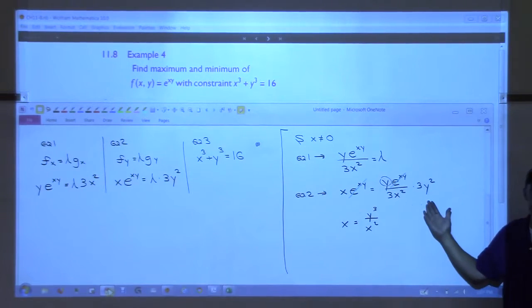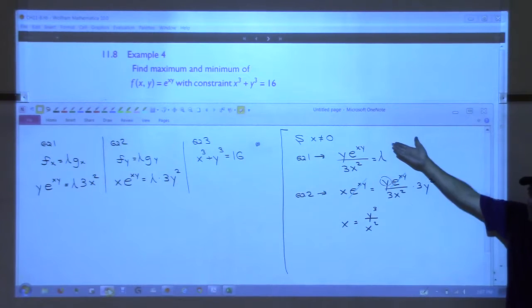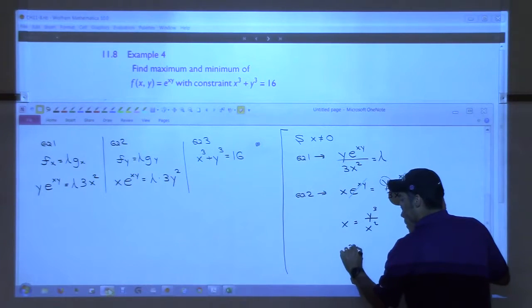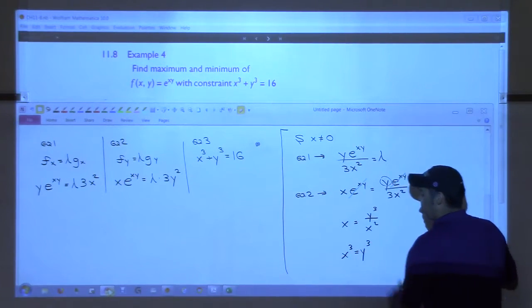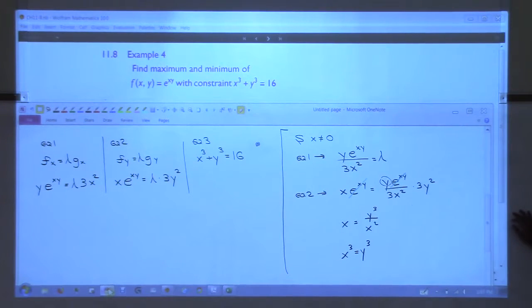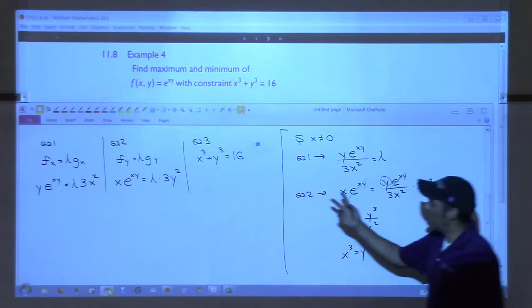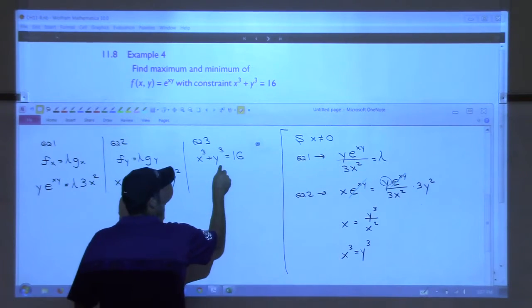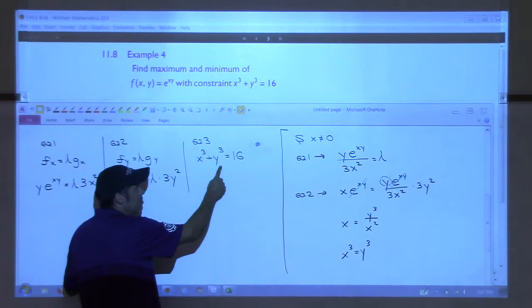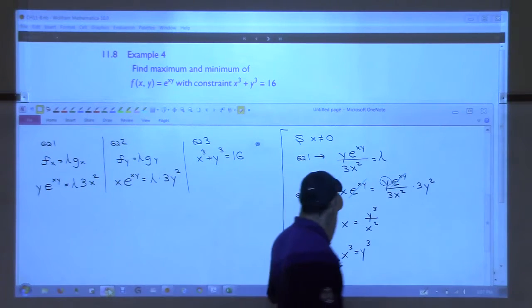And then multiply both sides by x squared. Again, I don't have to worry because I'm saying x isn't 0. So I get this at the end: x cubed equals y cubed. And that's helpful because I have a relationship between x and y again, right? In fact, if I look at my constraint equation right now, it has x cubed and y cubed in it, right? So I can just directly go to equation 3.